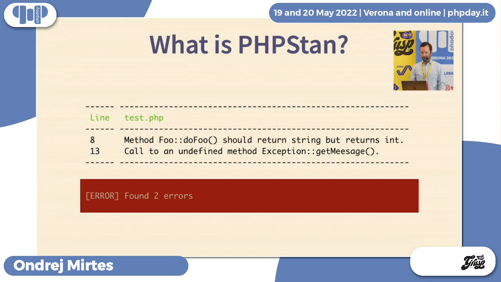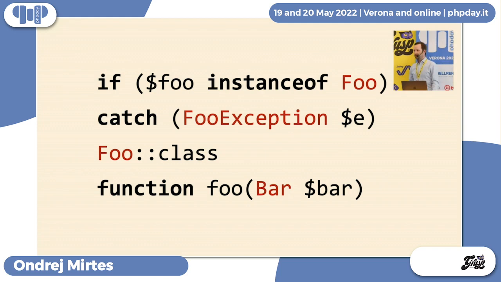For example, some really bad errors are not even errors considered by the PHP language. PHP does not tell you in these example situations that the classes do not exist. If you ask about an instance of some class and the class does not exist, PHP simply skips that condition and considers it false. If you're trying to catch some exception that does not exist, it also silently skips that condition. If you construct a class name from a name that does not exist, it just looks at the namespace and the use statements, and it's going to construct something that doesn't need to exist. But PHPStan is going to tell you about all of these errors, so it's really useful to have it.